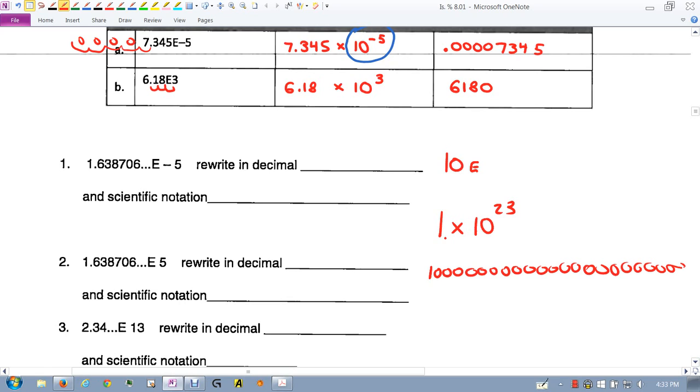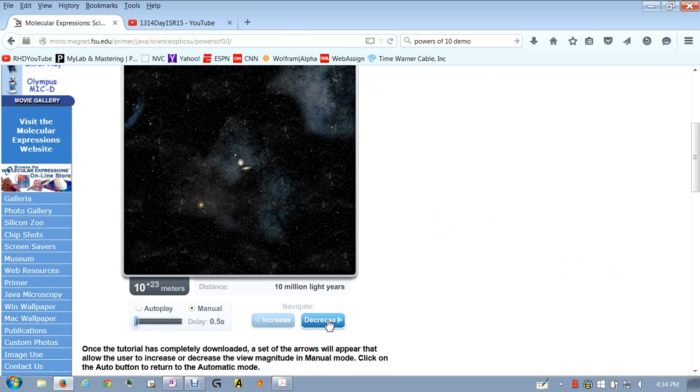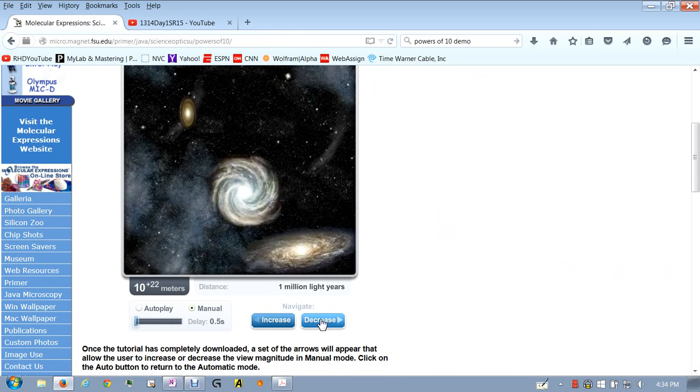23 places to the right. That many meters is the distance from here to here. Now what I'm going to do is zoom into that box. 10 to the 22 meters, so that's not quite as big, right? You can see is the distance, and there is our Milky Way galaxy, which is a spiral galaxy.